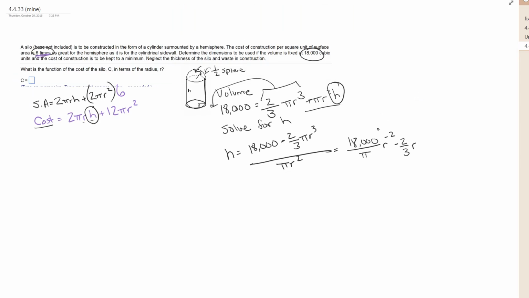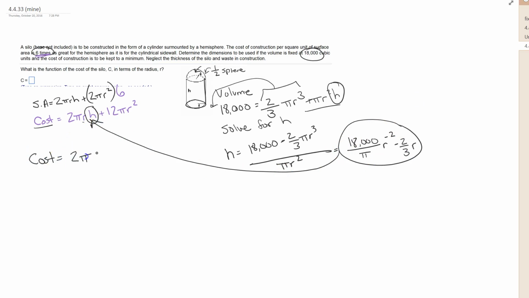So now that I have h, I'm going to plug this in here to get my cost in terms of only my radius. So I have 2 pi r times (18,000 over pi) r to the minus 2, minus 2/3 r. And then I have the rest of it, 12 pi r squared.